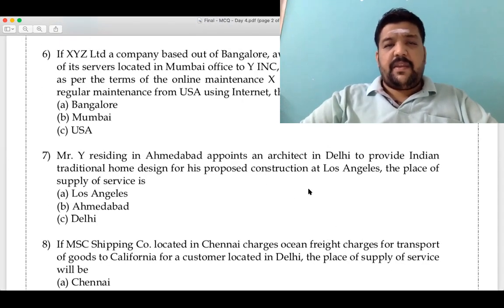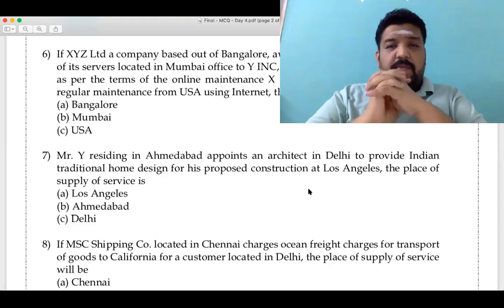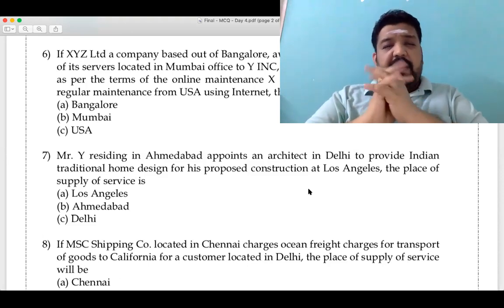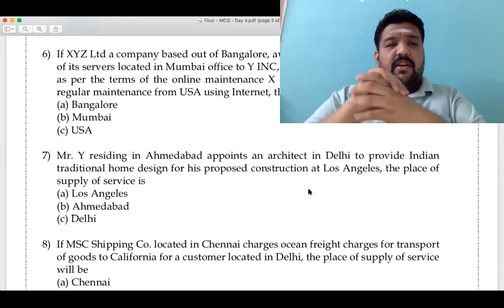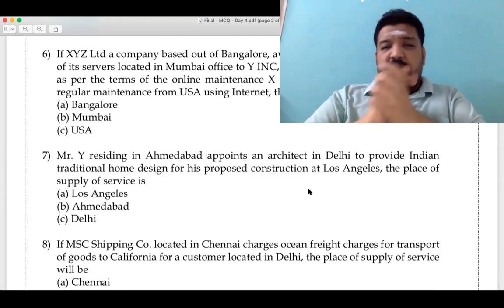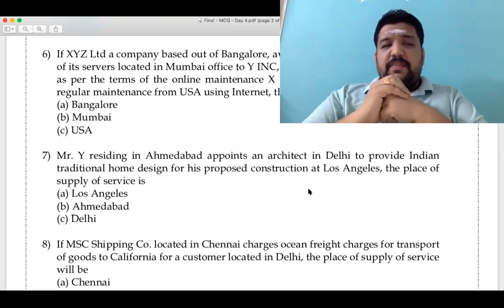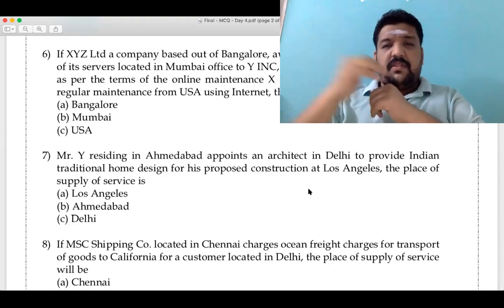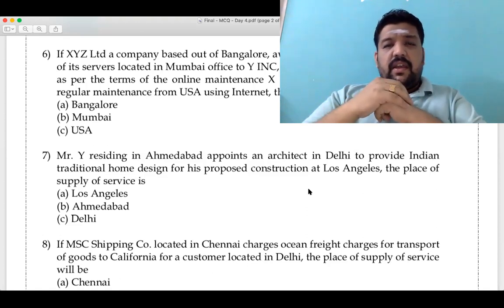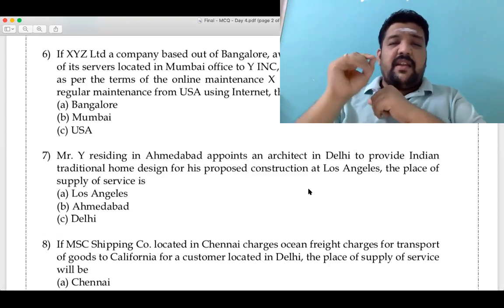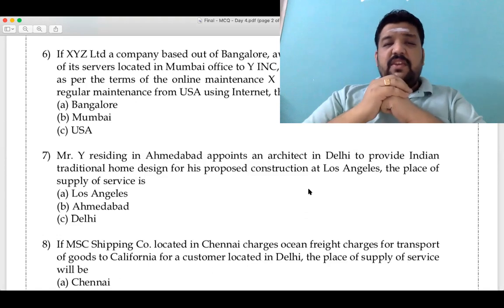XYZ Limited, a company based out of Bangalore, awards an online maintenance contract of its services located in Mumbai office to Y Inc., a company based out of the USA. And as per the terms of the online maintenance, Y Inc. shall be required to perform regular maintenance from USA using internet. The place of supply?